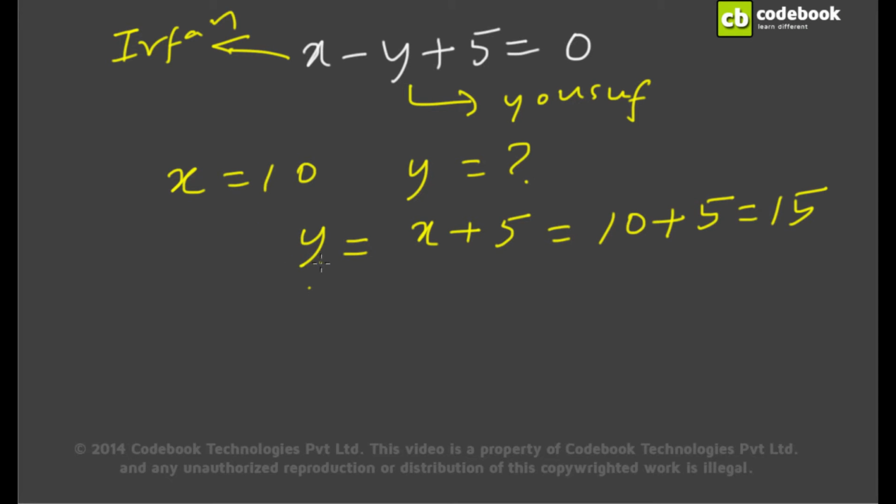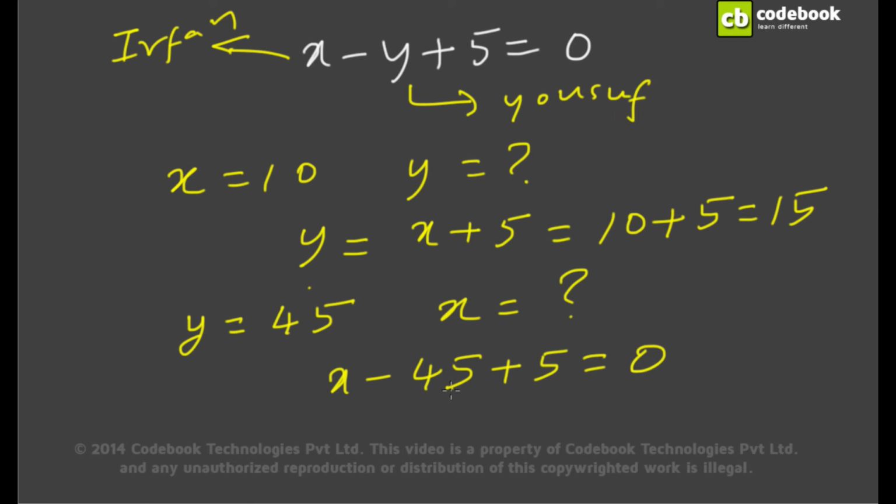Similarly, you can also use this equation to answer questions like, if Yusuf's age is 45, what is Irfan's age? So here we have been given Yusuf's age. So y = 45. What is Irfan's age? So again, let's apply the formula. x - 45 + 5 = 0, by substituting y = 45. So this is nothing but x - 40 = 0. So x is 40. So if Yusuf's age is 45, Irfan's age is 40. So in this way, you can use linear equations to solve mathematical problems.